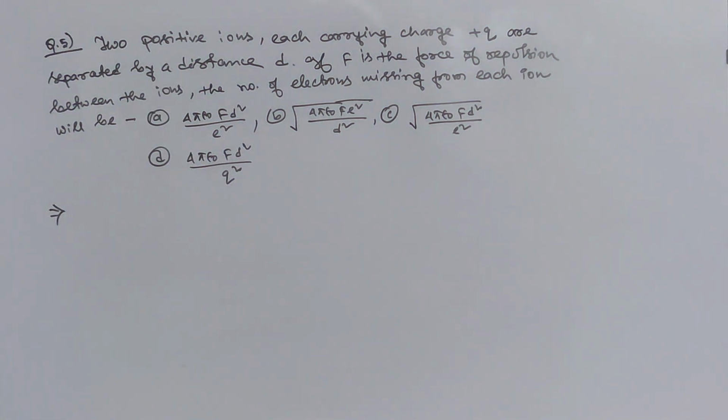Okay, so question number 5: two positive ions each carrying charge plus q are separated by a distance d. If F is the force of repulsion between the two ions, the number of electrons missing from each ion will be, out of these 4 options, one is correct. So you have to find which one is correct.